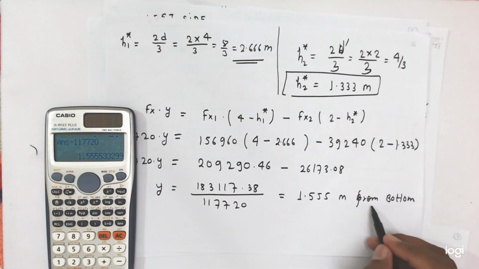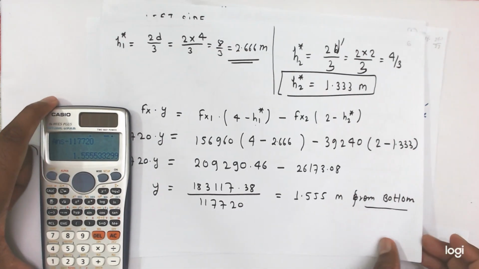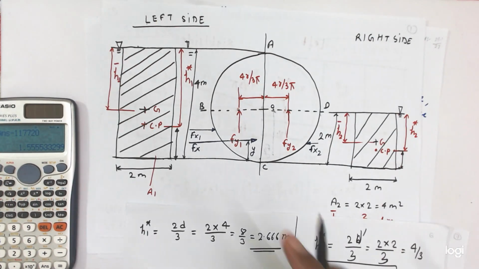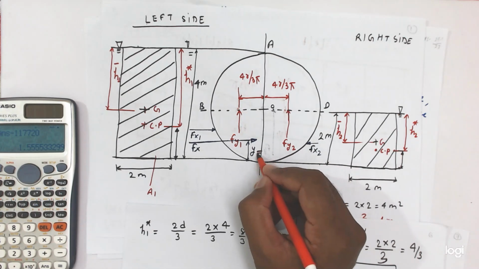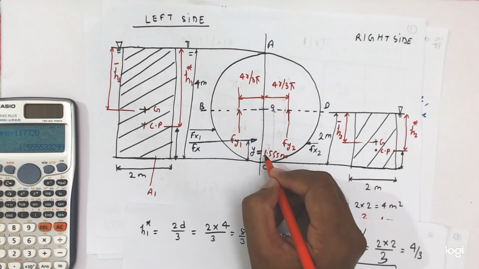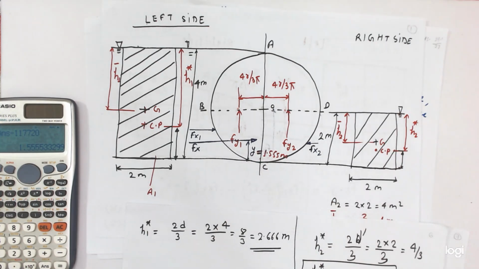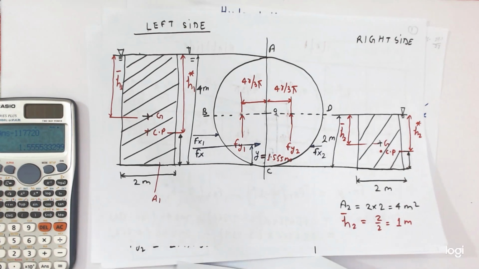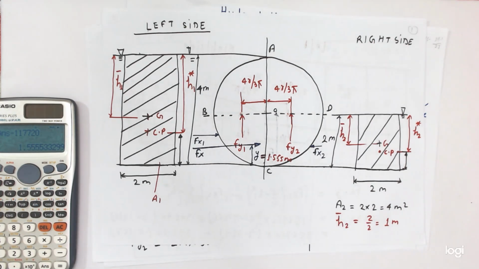So from the bottom, the location of the net horizontal force is y equal to what we calculated, 1.555 meter. So this is the location of the net horizontal component of force. Now we have to determine the location of the net vertical component of force.